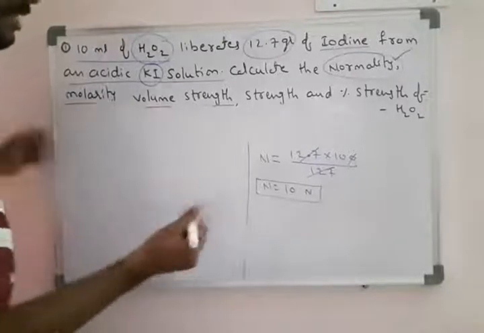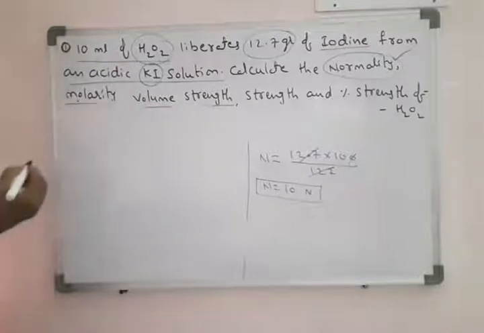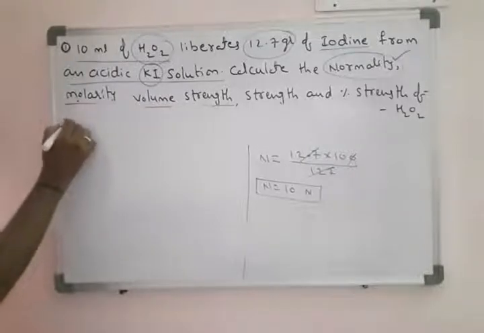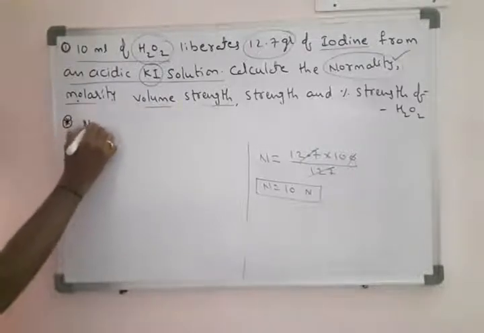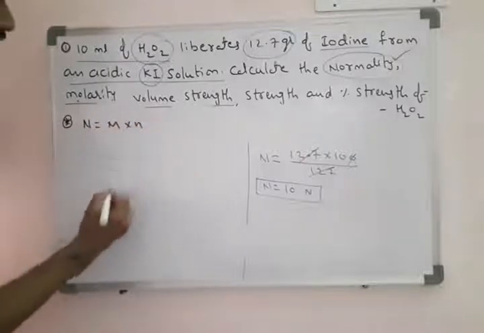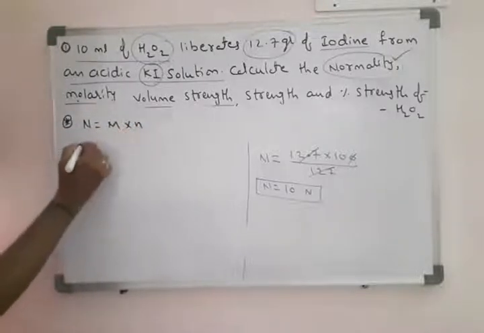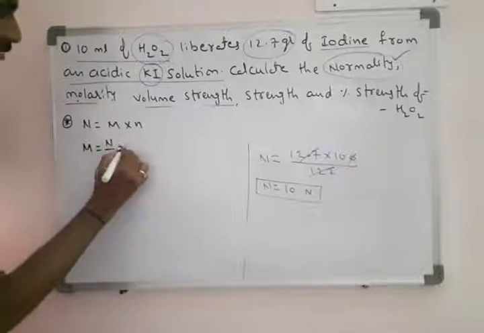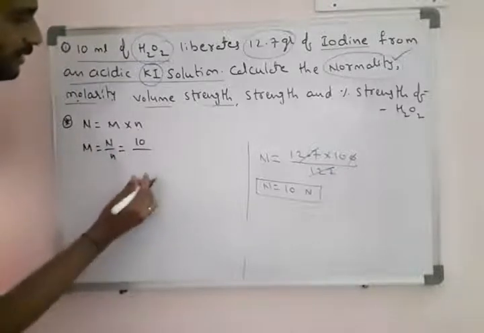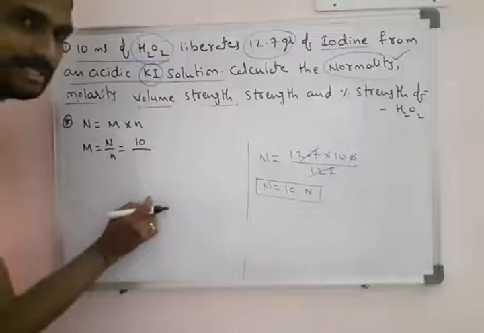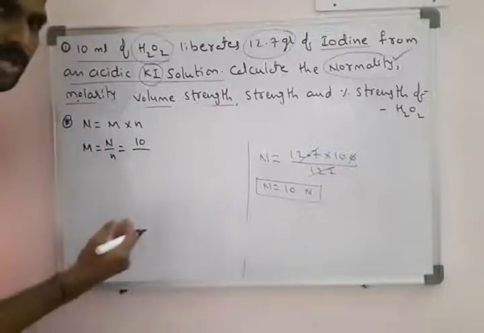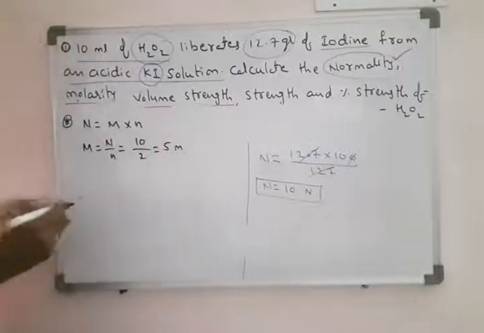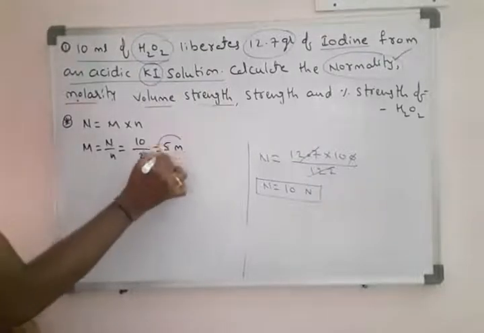Here normality is 10 and now we are calculating molarity. We know the formula that normality is equal to molarity into n factor. So we need to calculate molarity as normality by n factor. What is the normality? 10. So what is the n factor? Hydrogen peroxide acts as an oxidizing agent, transferring two electrons. Means its molarity is 5. Molarity is 5.